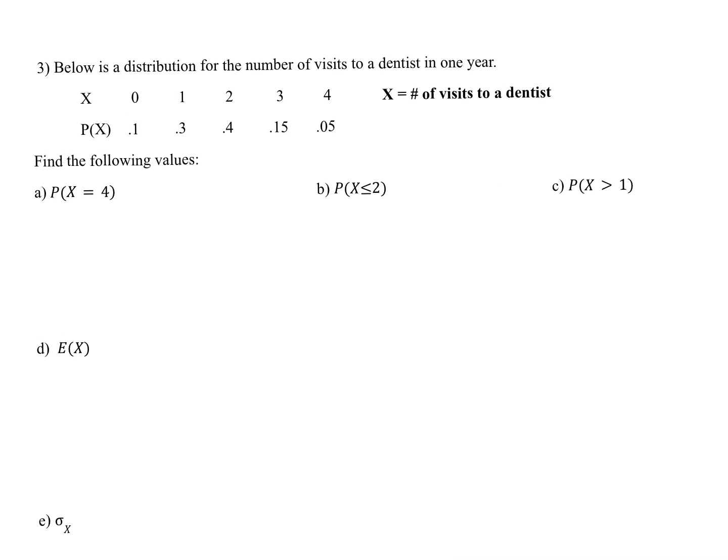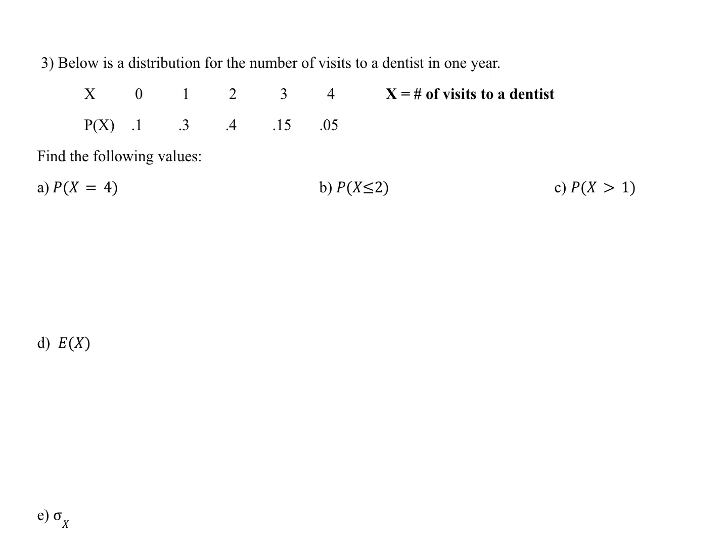So the next one says we have a distribution for the number of visits to a dentist in 1 year, so 0 through 4, and then the probability associated with that. So we're going to find probabilities based on this table. So the first one says the probability that x equals 4. So that one's straightforward, 0.05.